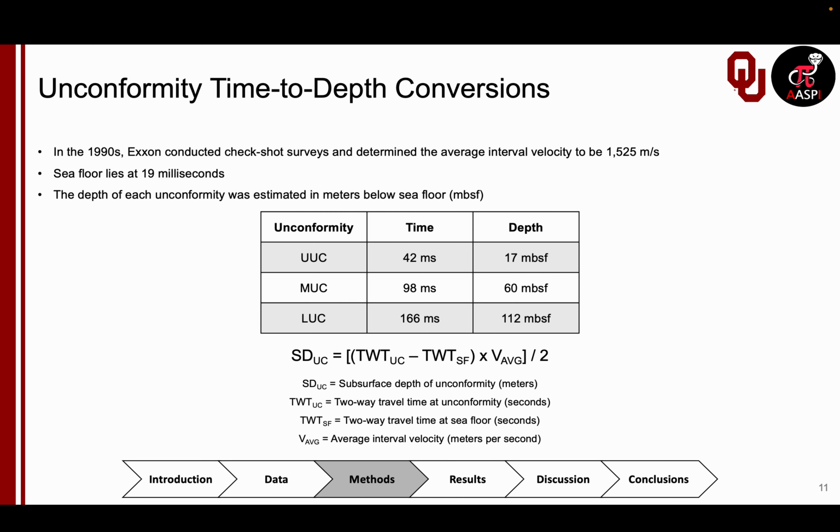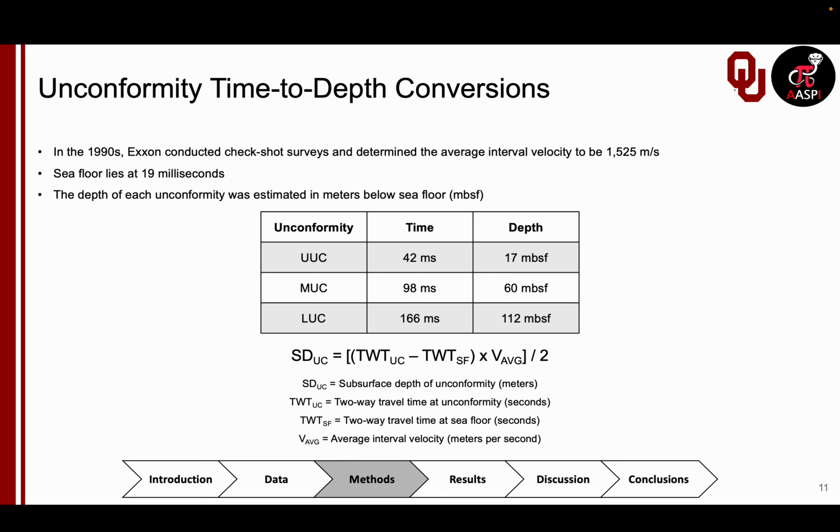So we need to know the depth of our unconformities, and I'll get to why this is important in a little bit. But this is a little tricky because our data is in the time domain, and we really need velocity to get an accurate depth. However, luckily in the 1990s, Exxon conducted a bunch of check shot surveys in the area, and they determined the average interval velocity down to about 150 meters to be 1,525 meters per second.